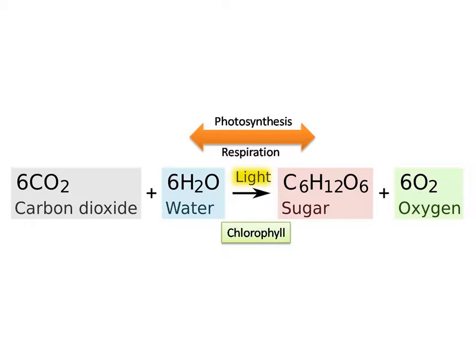If light is present, the plant will go through photosynthesis and make glucose, which is a sugar, and it will make oxygen. The reverse of this equation is when animals consume the sugar and oxygen, they will create carbon dioxide and water. That is cellular respiration.